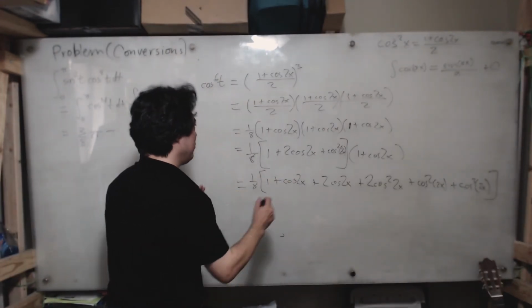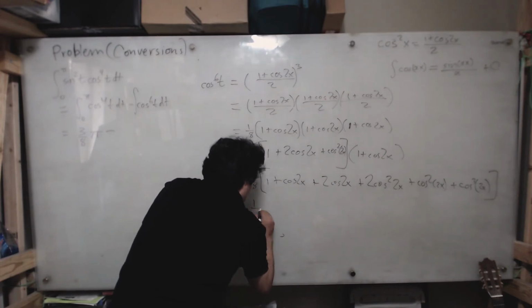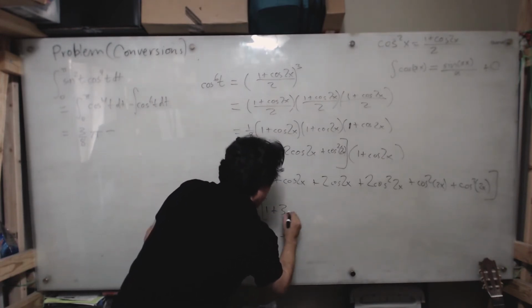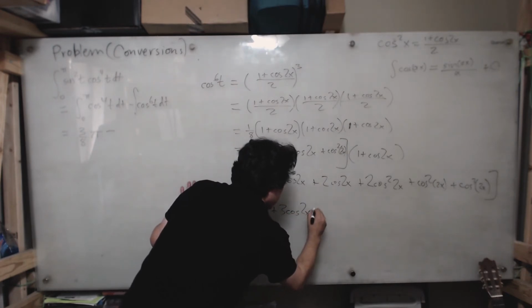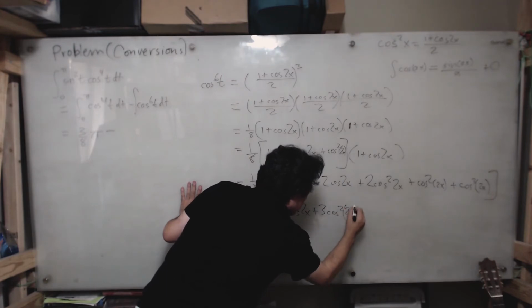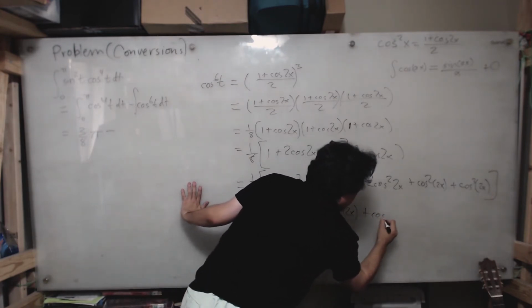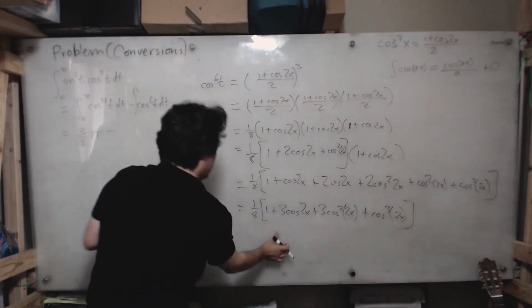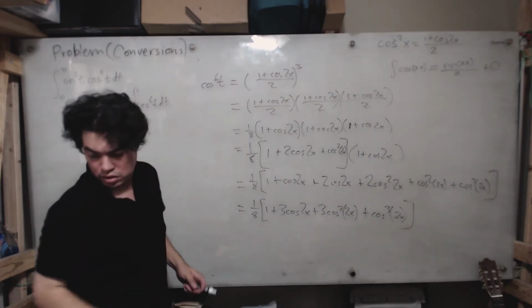And then this simplifies to 1 over 8 times 1 plus 3 cosine 2x plus 3 cosine squared 2x plus cosine cubed 2x.